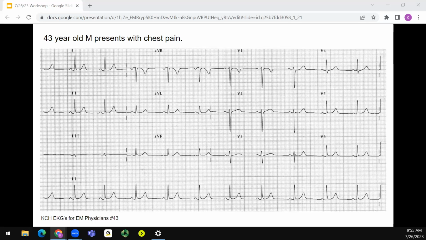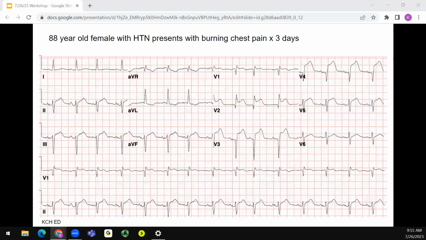And then look at the R wave progression here. It's typically S wave dominant in V1 through V3, and then R wave dominant in V4 through V6. All right, so this is kind of a baseline. All right, next EKG.